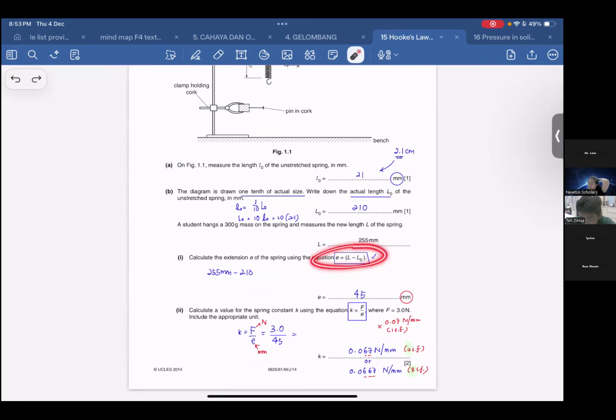They provided E equals L minus L0. Fine. What is your L? What is your L0? And then K equals F over E, force divided by E.